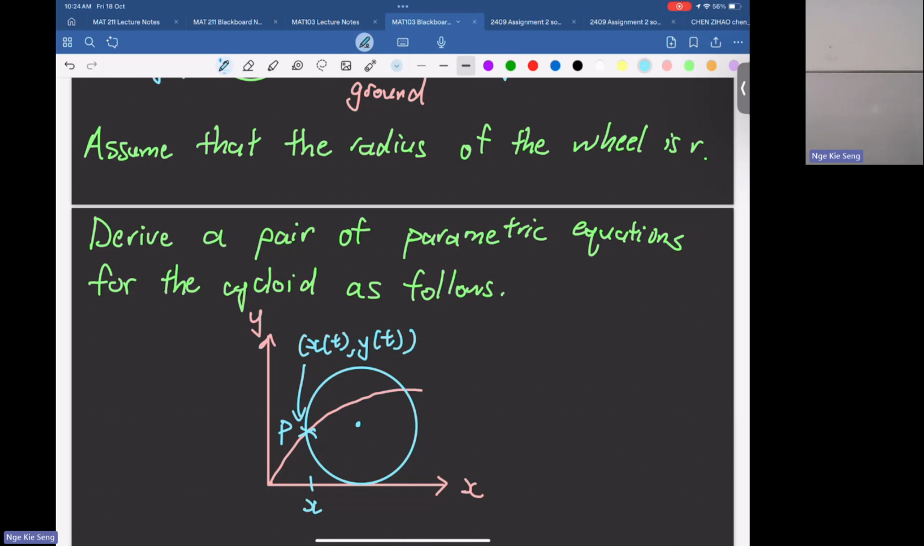For sure, the movement of this P is controlled by this circle. Correct? Okay, so can we try and figure out any relation between the circle and this point here? So what can we consider here? There's a way to do it. So what's the way to do it? Let's see.